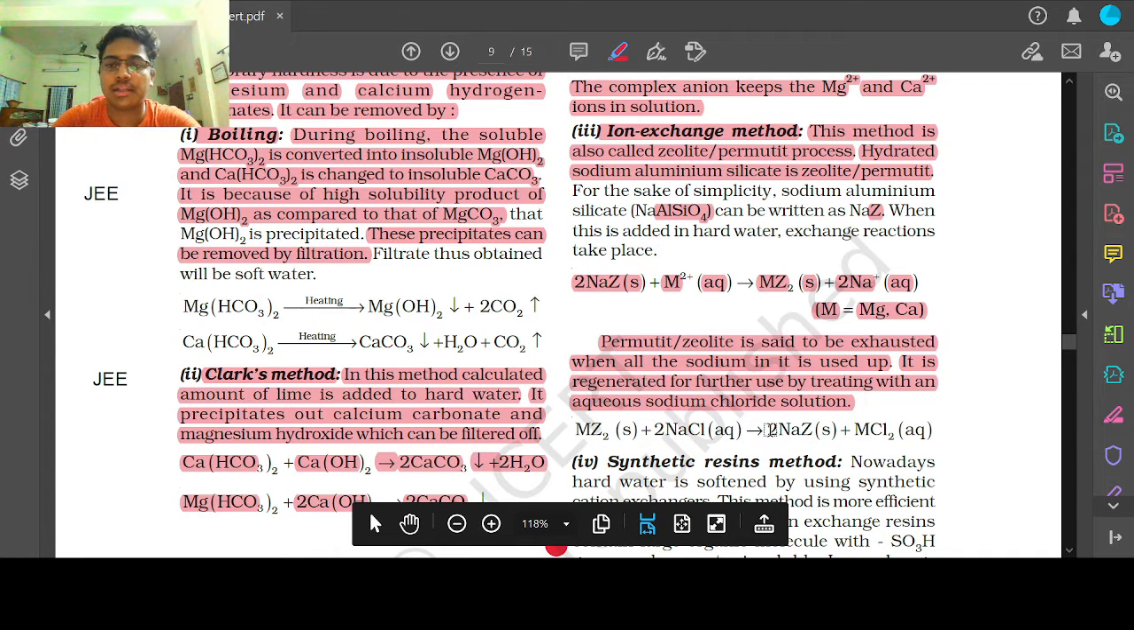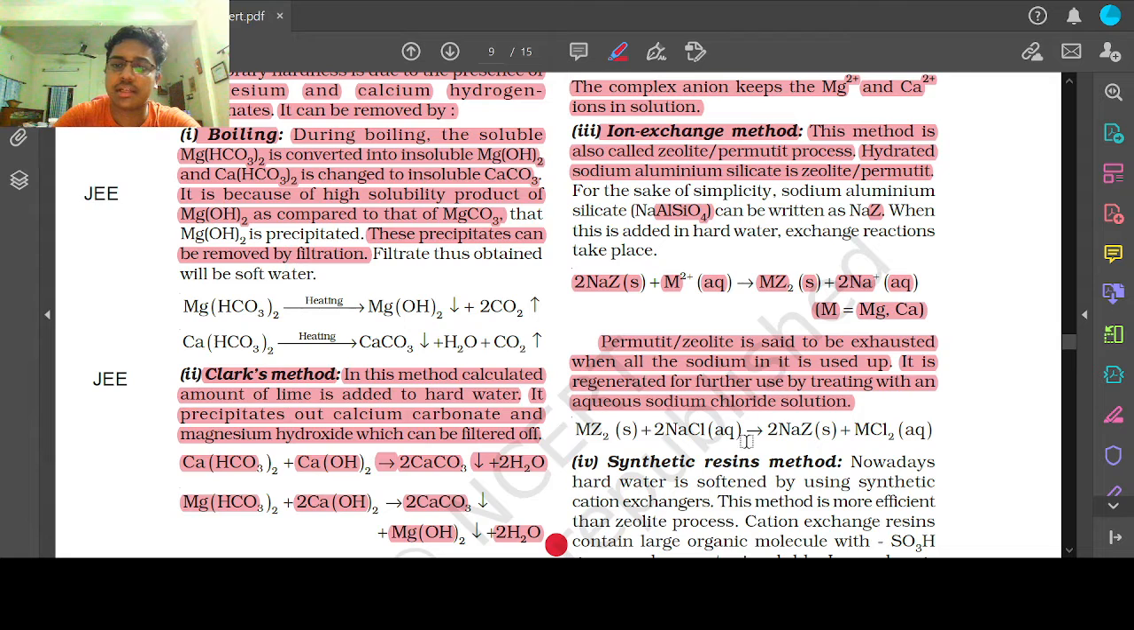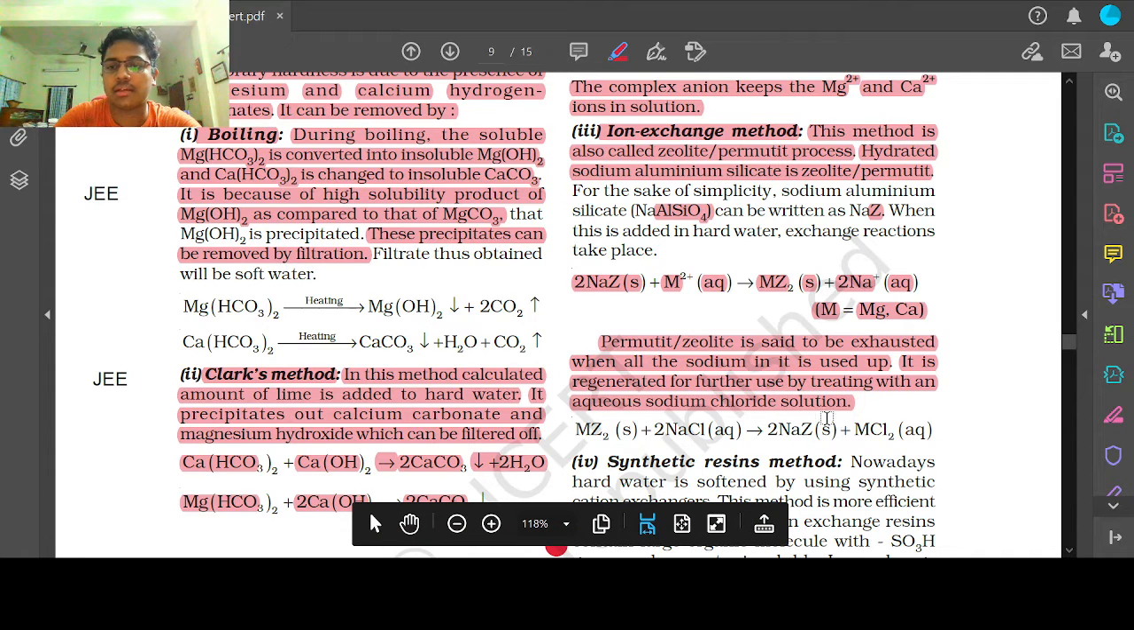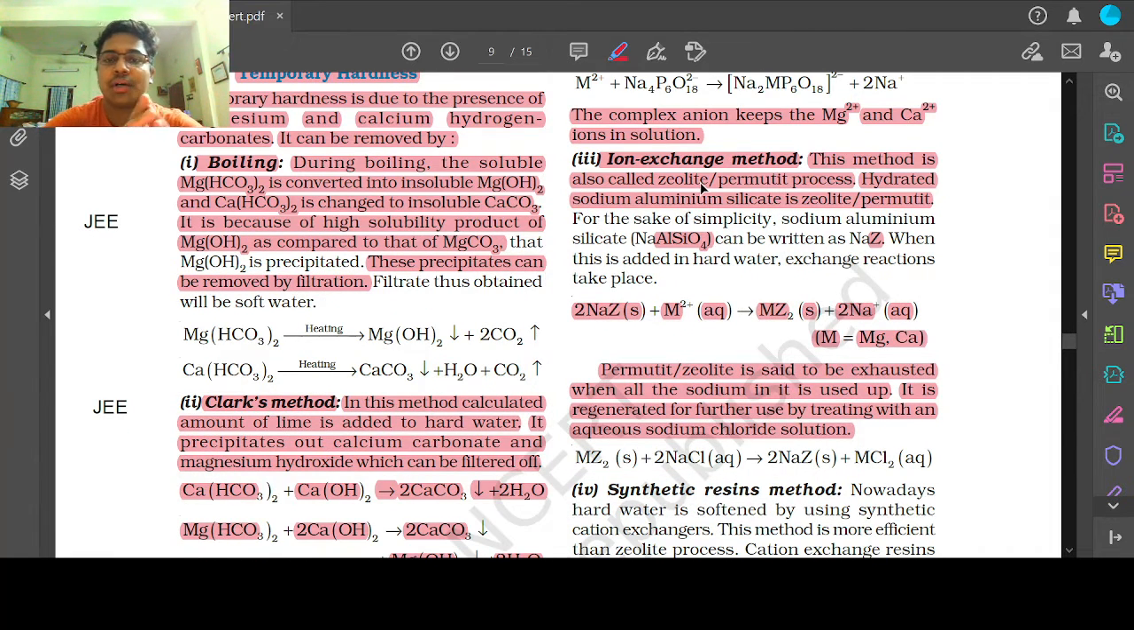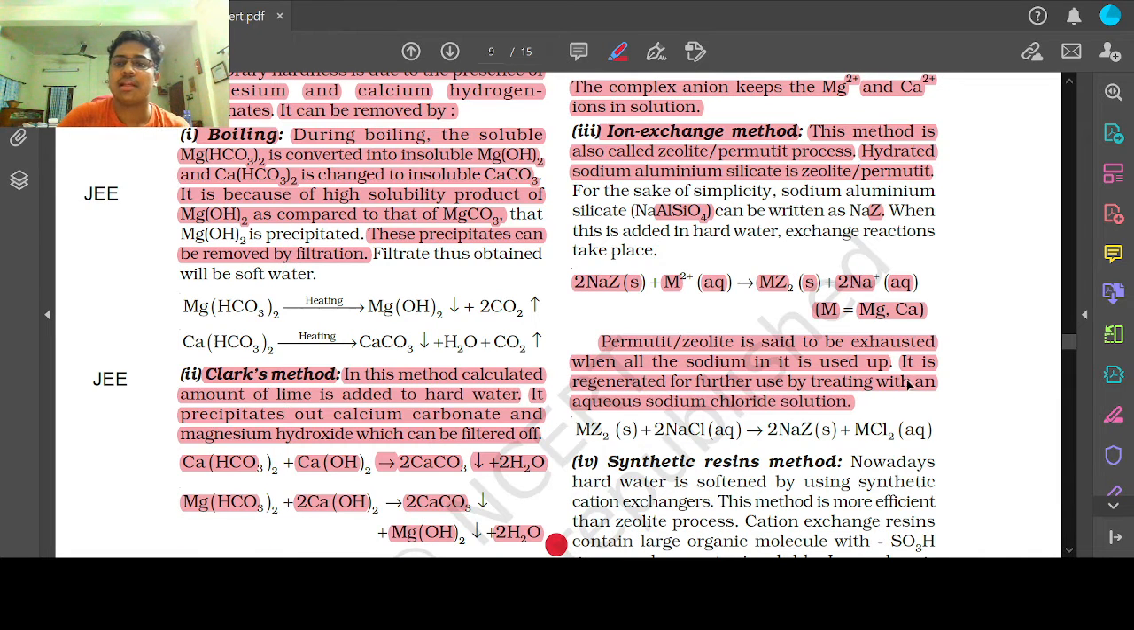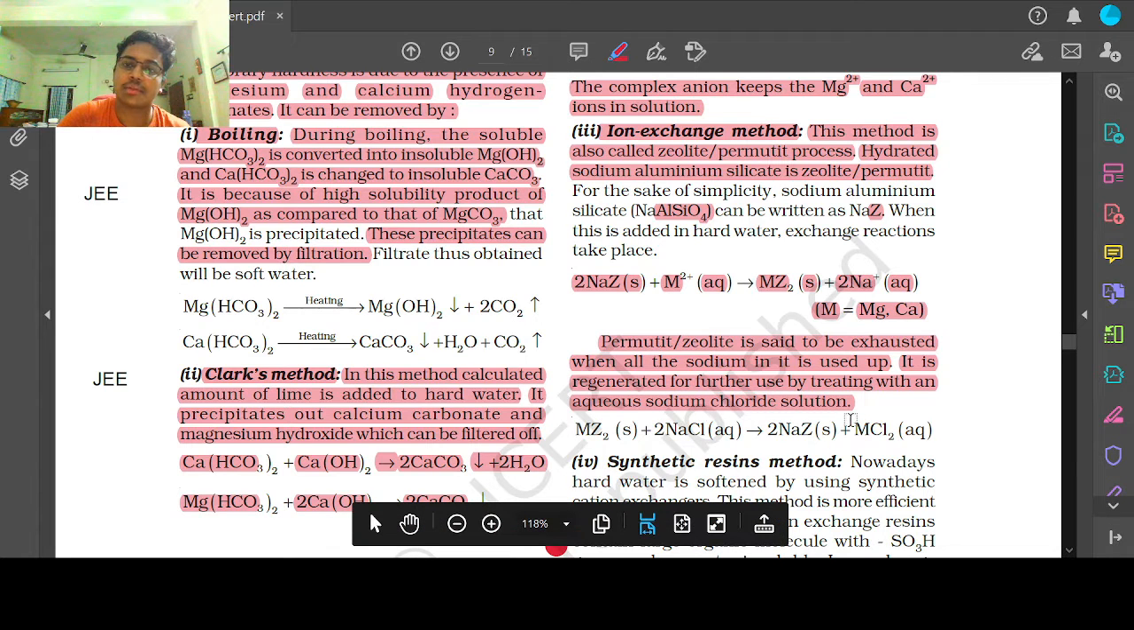So you can understand this. The zeolite is again regenerated, so we can carry on the process again. Let me summarize. The ion exchange method is also known as the zeolite or permutit method. Hydrated sodium aluminum silicate is known as zeolite, NaAlSiO4. The reaction is not so important. Just for understanding, the sodium ion is exchanged by calcium and magnesium ions to form this compound.